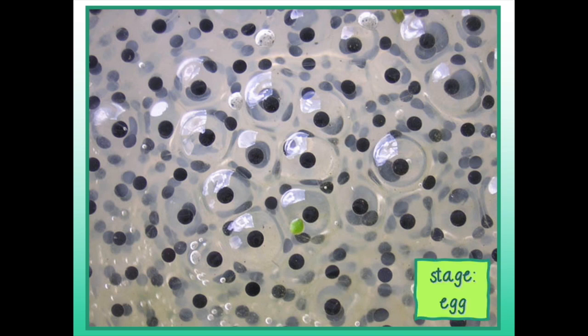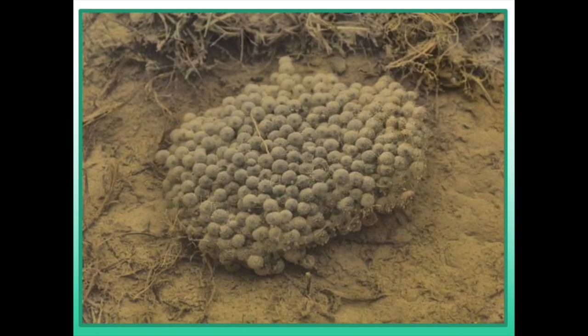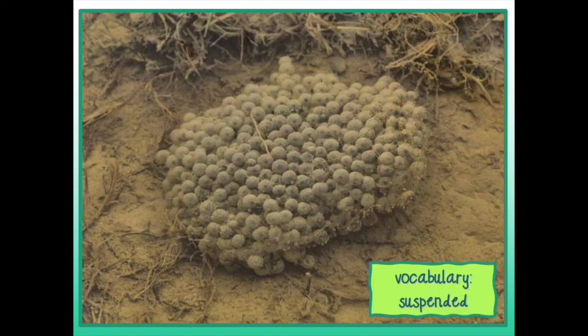Ready? Stage egg. In this picture, notice how the eggs are suspended in the water. They float in a group, and they don't just lay on the bottom. They may be at the bottom, hanging at the top, or they could be in between, and that is suspended in the water. New vocabulary, suspended. All right, let's keep going.